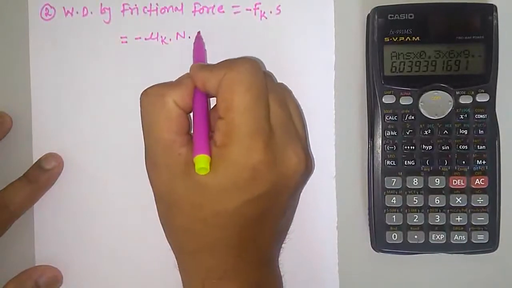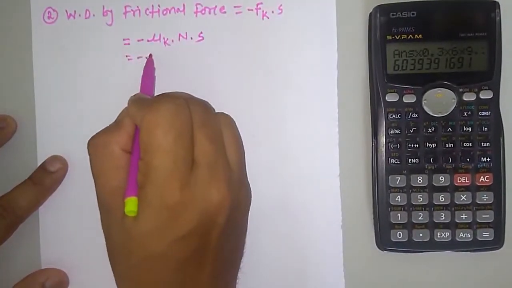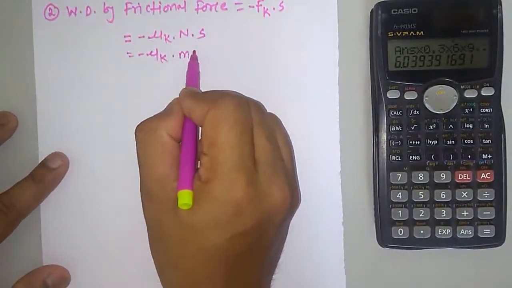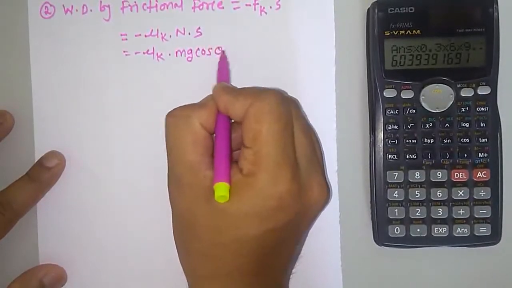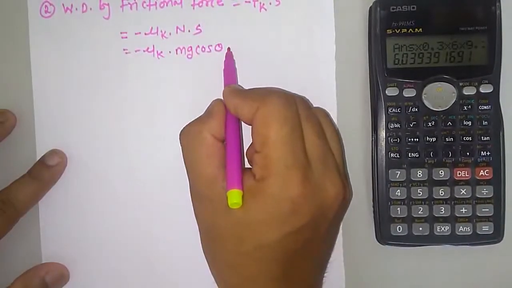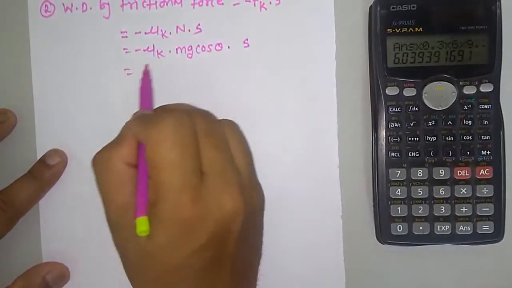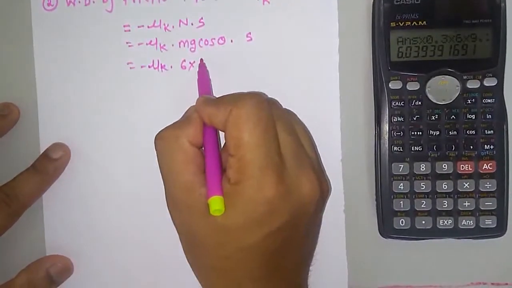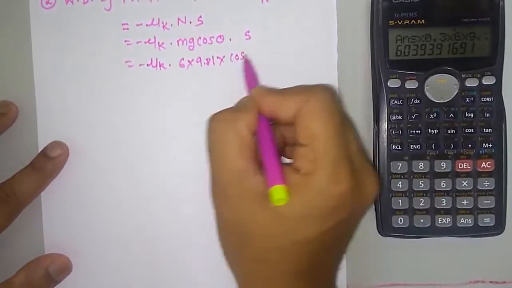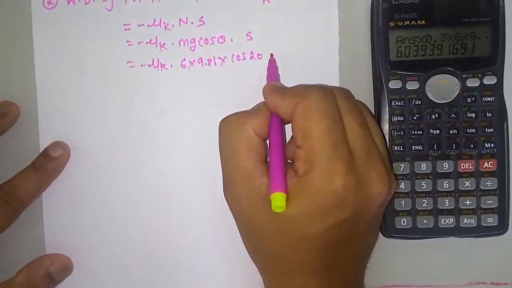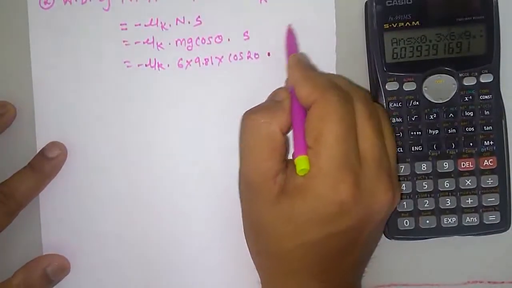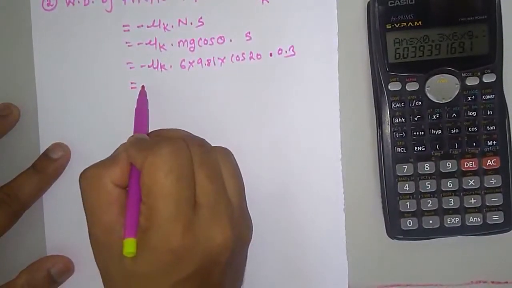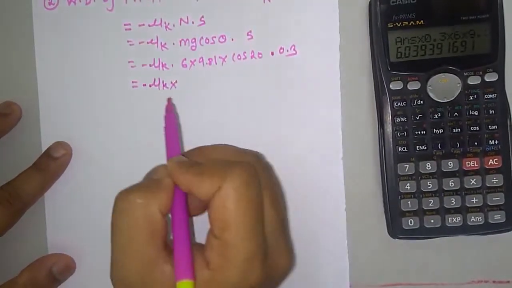Mu k and s. So mu k is the coefficient of kinetic friction. What is n, the normal force here? It is mg cos theta. That is the normal force, and here it is the displacement. So we need to find this mu k. We don't know the mu k. So m is 6, g is 9.81, cos theta is cos 20, right? And displacement, what was the displacement? That was 0.3.